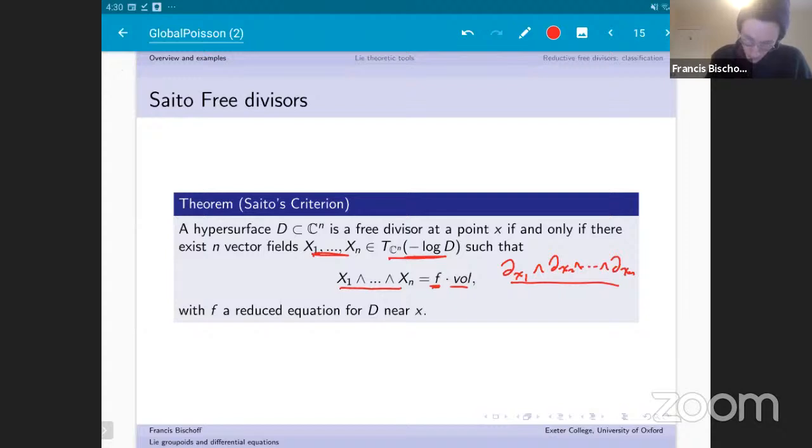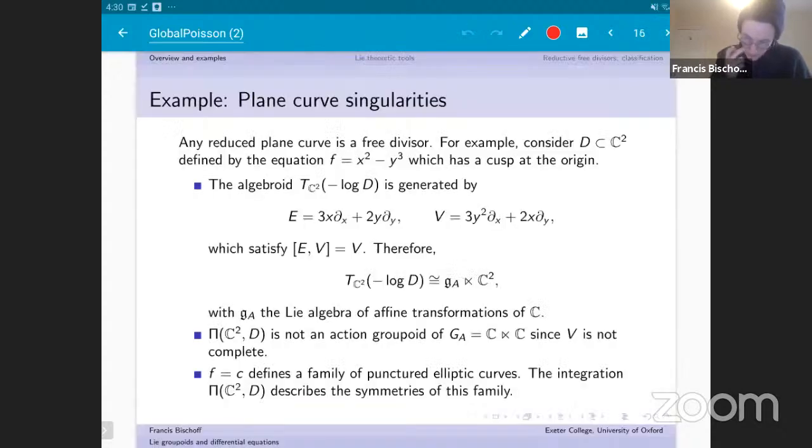Okay, so there's plenty of examples of these. Here's just one example. Any reduced plane curve is a free divisor. So here's an example: the vanishing locus of this function, x squared minus y cubed. This is a singular divisor. It has a cusp at the origin, so it looks like that. The logarithmic tangent bundle in this case is locally free, and it's generated by two vector fields, E and V. If we take their Lie bracket, we see that the bracket of E and V is V. And so the logarithmic tangent bundle is actually isomorphic to the action algebroid for a Lie algebra acting on C^2.